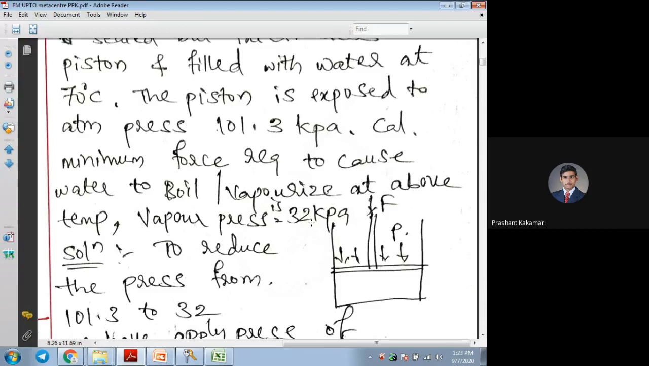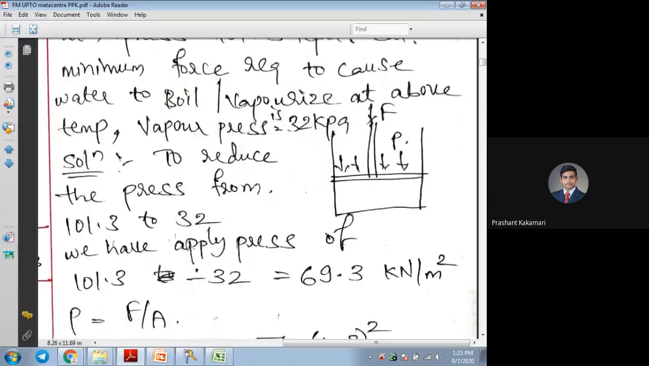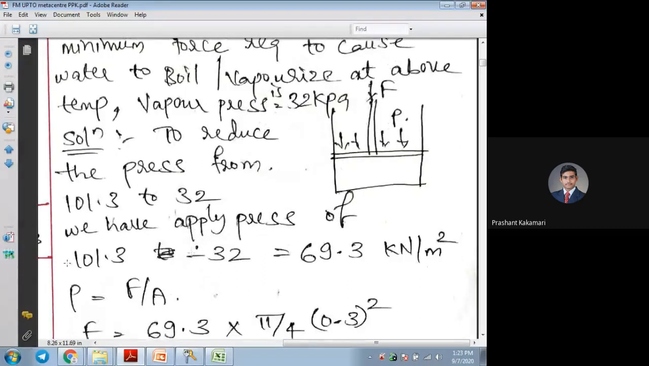Earlier, in the normal condition, the piston was acted on by atmospheric pressure. This atmospheric pressure we need to disturb, reduce or increase, such that the water starts emitting vapors. What you have to do now is go from 101.3 to 32 kilopascal, both units are the same, so we need to reduce the pressure in this phenomenon. So how much do we have to reduce?